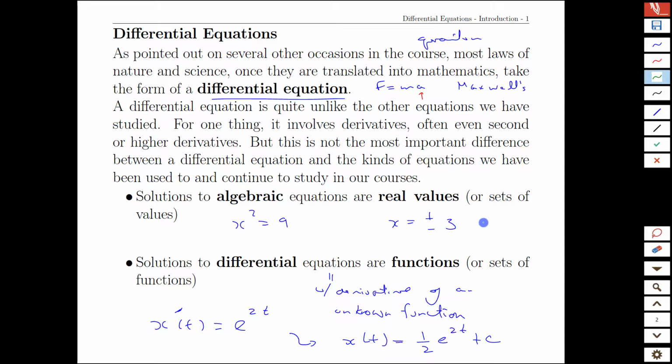And again, notice these are not values. The solution here is a function or possibly a set of functions as indicated up there. It's actually a family of functions depending on what value of c we find. That's a first major change. We're going to have equations that look more like this going forward.